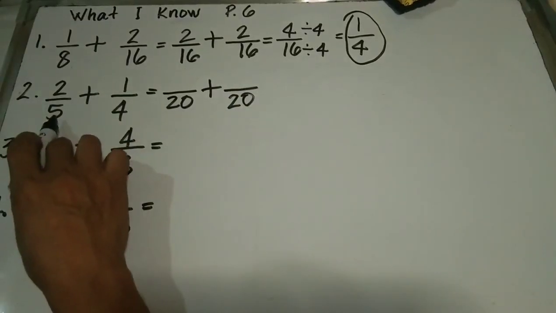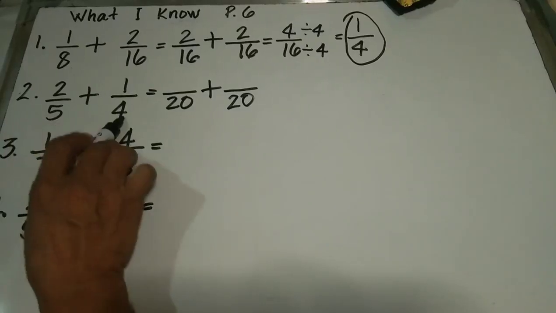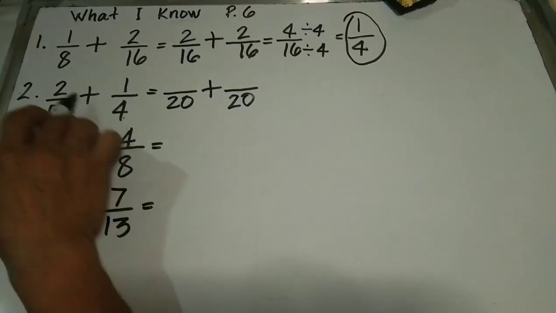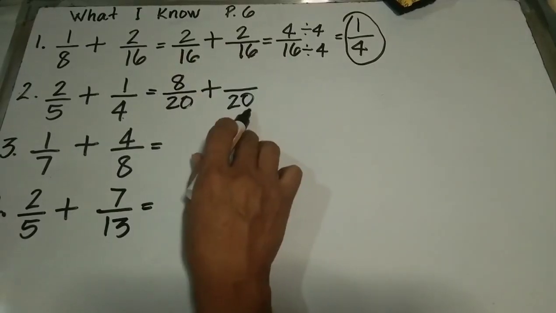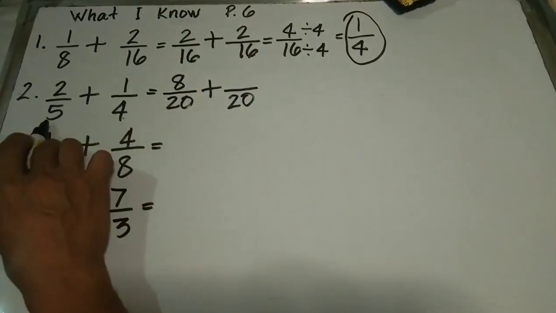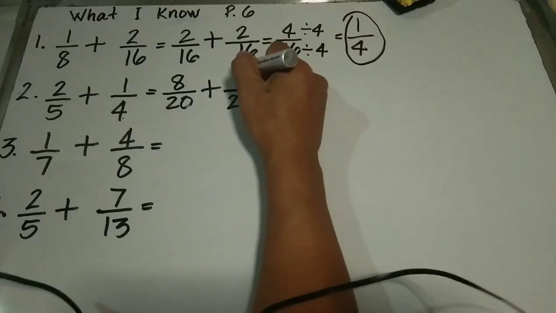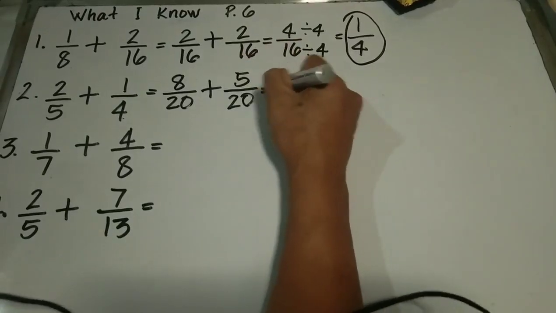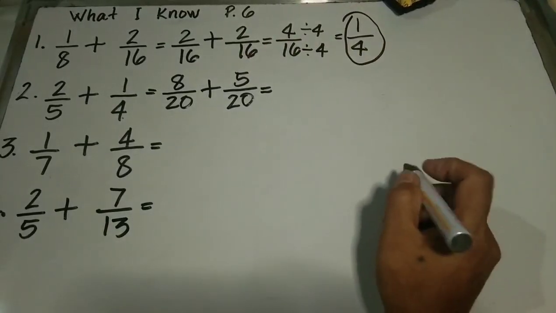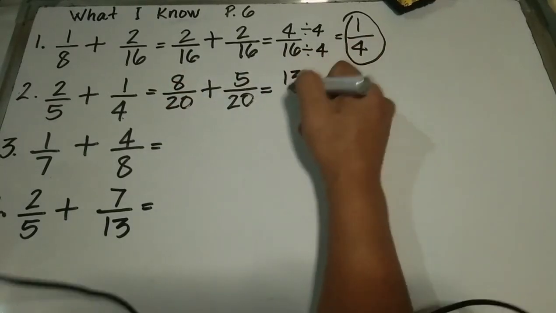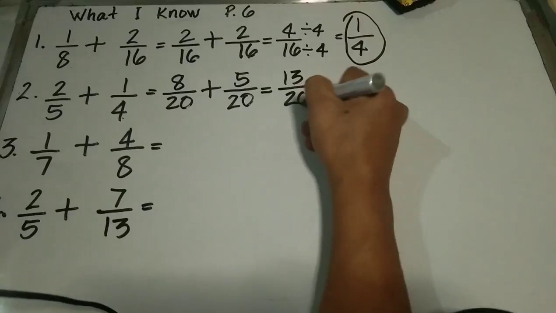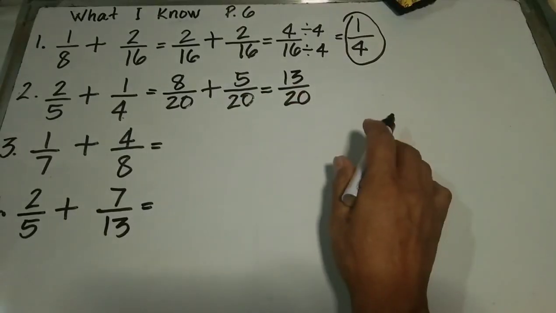Okay. 20 divided by 5, we have 4. The opposite. Times 2, we have 8. 20 divided by 4, you will get 5. 5 times 1, we have 5. Add it to the numerator: 8 plus 5, we have 13 over 20, because this is the common denominator.